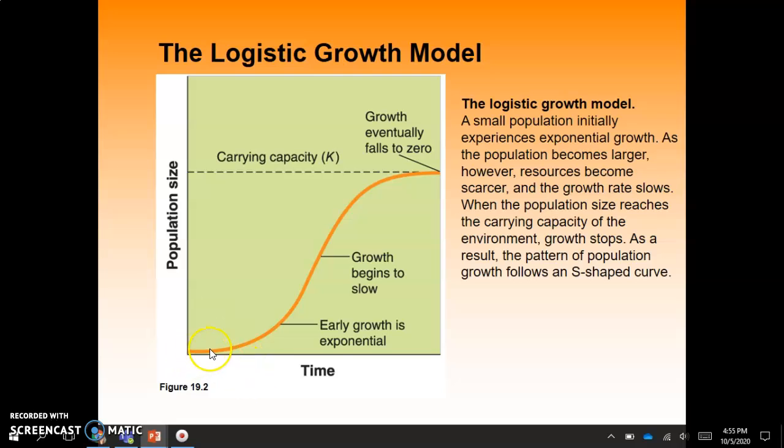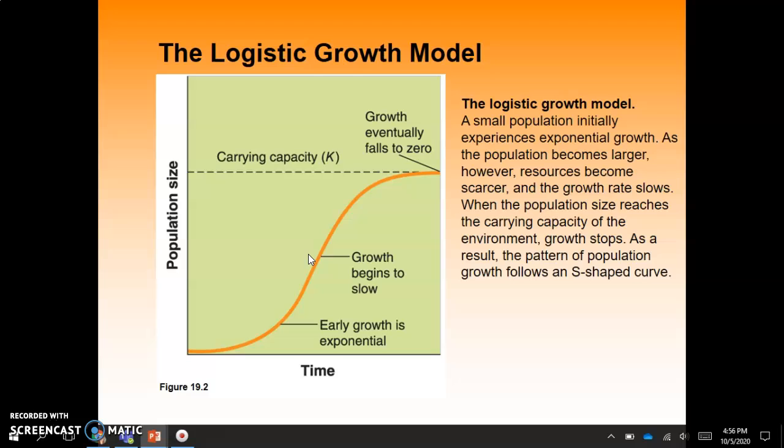So we have our population starting to grow as time progresses. The early growth is exponential because we don't have that many in our population and the resources are abundant. There are more resources than we have organisms in our population. But as we begin to exponentially grow, we've got more organisms taking up those resources. There's more competition. There might be some disturbances. And so our population growth begins to slow down.